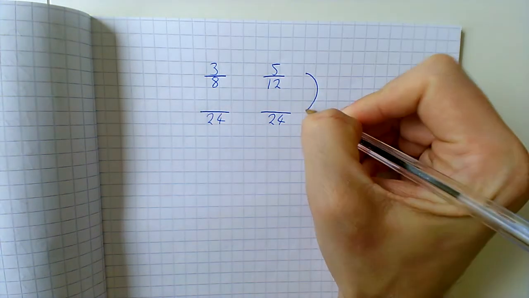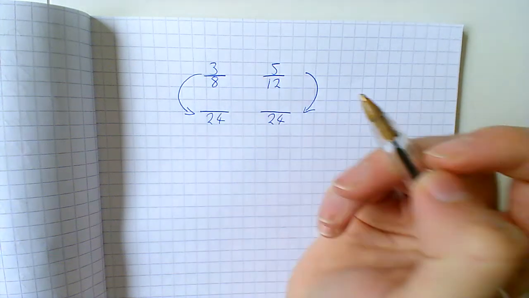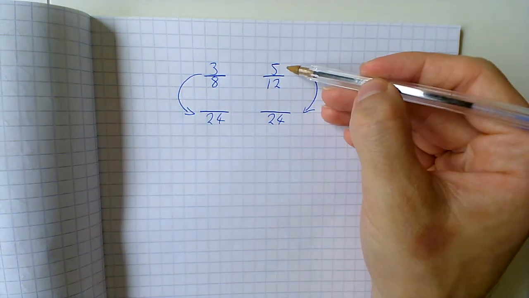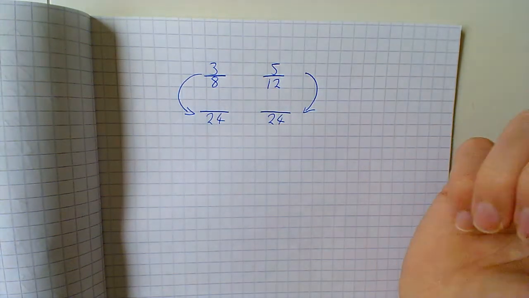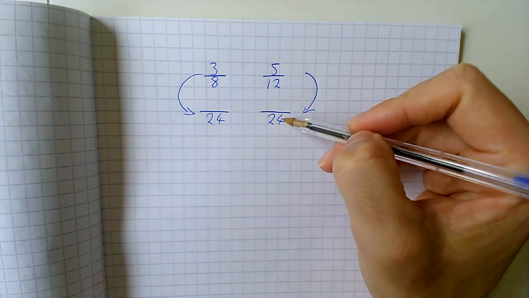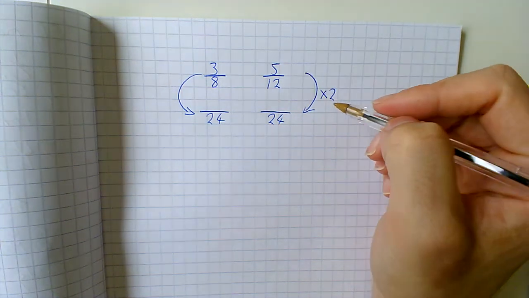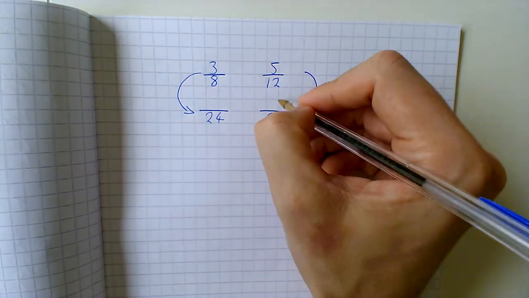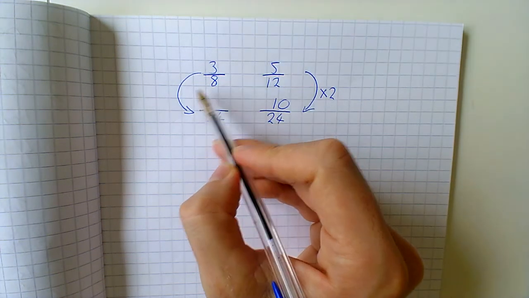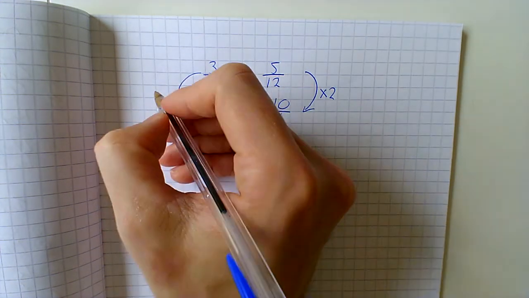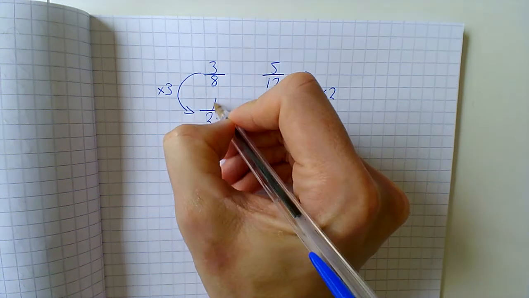Now what we need to do is make sure that whatever we did to the denominator, we do the same to the numerator. Okay, you have to, because everything has to be kept in the same proportion. Okay, so we did 12 times 2 to make 24. That means that the numerator also has to be times by 2. So 5 times 2 is 10. Okay, and over on this side, it was 8 times 3 is 24, so we need to do the same to the numerator. 3 times 3 is 9.